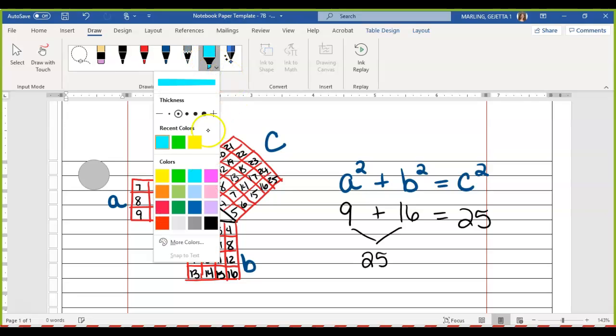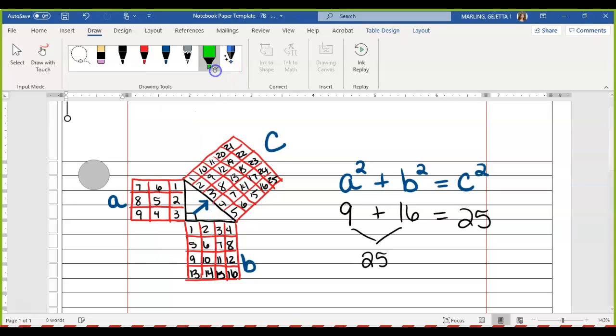I'm going to grab my highlighter here, and I'm going to look at the A side. Remember, I told you that A represents the side length of leg A. So if I look at how tall leg A is, how many units tall is that? 3. So mathematically, because I have 3 squared, or A squared, does 3 squared in fact give me 9? Yes, it does.